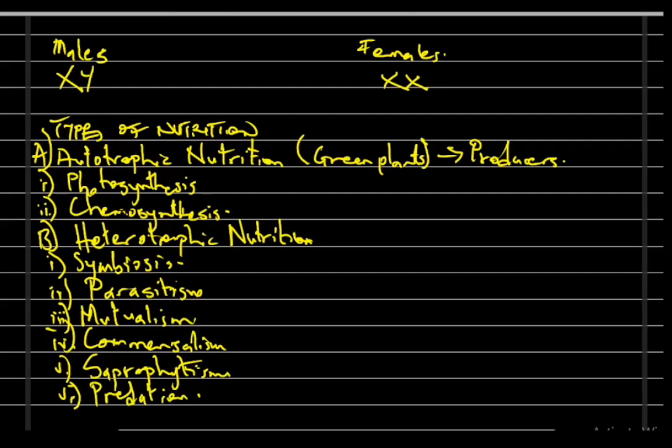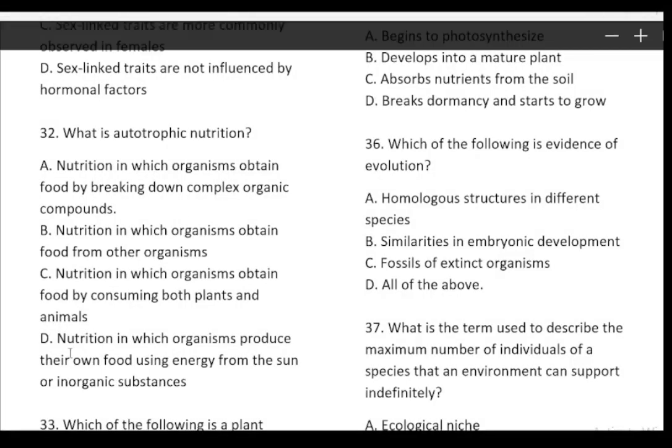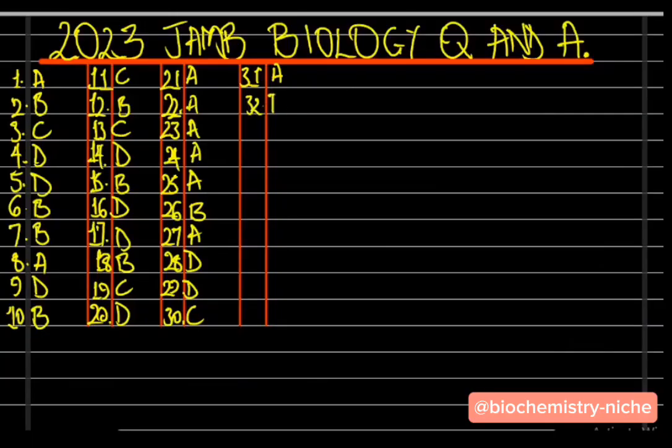So the question we actually asked is talking about autotrophs. So they are the ones that produce their food from sunlight and then inorganic material. So that is the answer to our question 32, option D.